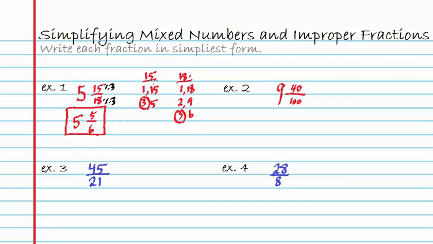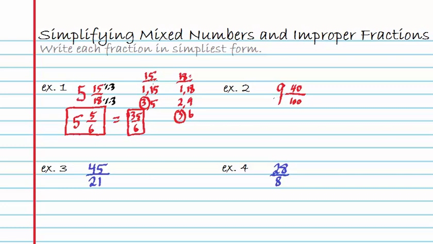And then if it did ask you to rewrite it as an improper fraction from this point, I would wait until the very end to change it into an improper fraction. That way you're dealing with smaller numbers. So if it did ask you to do that, this would be 5 times 6, which is 30, plus 5, which is 35 over 6. So this is the improper form of example 1.